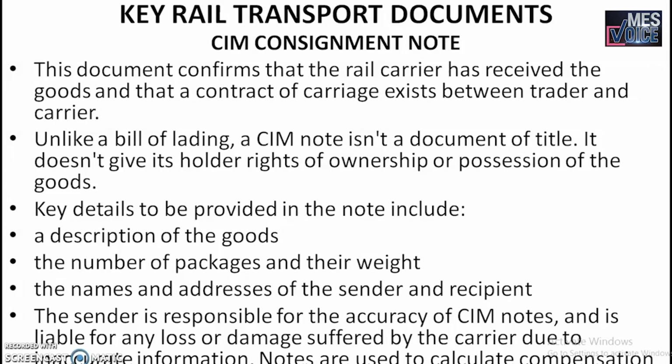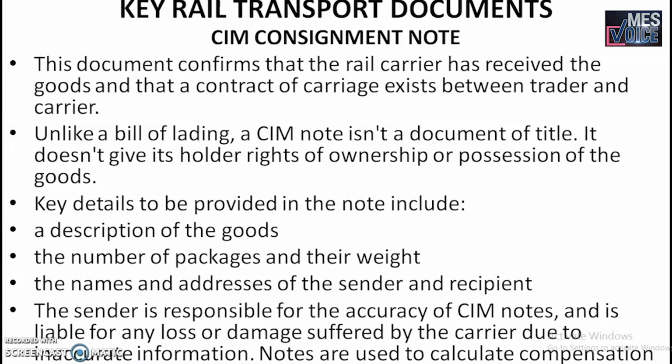Then comes the key rail transport documents. CIM or consignment note document is one of the transport documents. What is actually the purpose of a consignment note? This document confirms that the rail carrier has received the goods. The CIM note remains as a contract between the trader and carrier, and it's not like a bill of lading. It doesn't give possession or ownership of goods to the freight forwarder, that means to the railway. The details included in the CIM or consignment note are a description of the goods, the number of packages, their weight, the names and addresses of the sender and the recipient, and if any handling process is involved in the packaging, that also needs to be listed in the CIM note in order to avoid damage to the products.